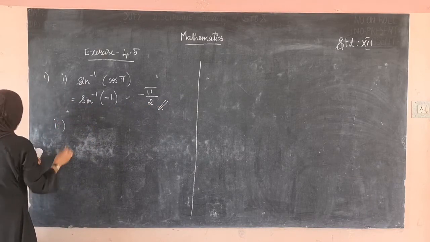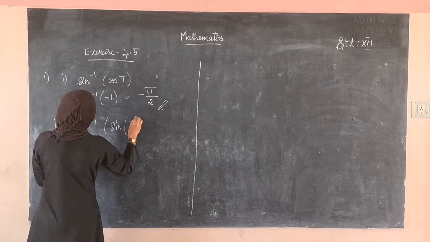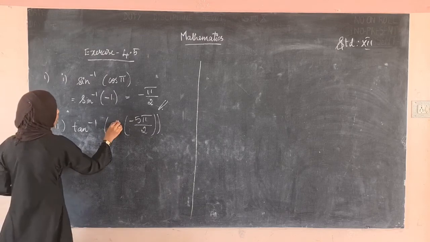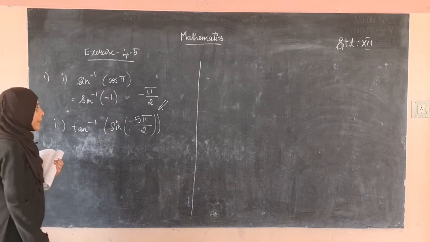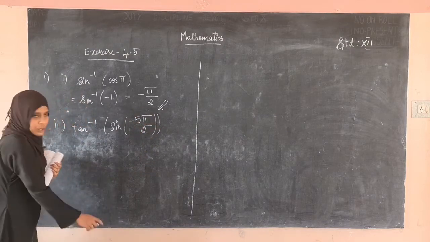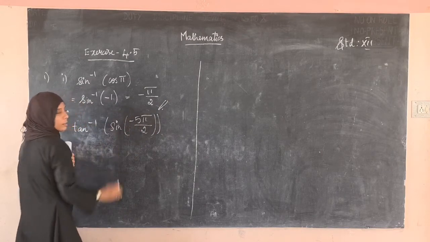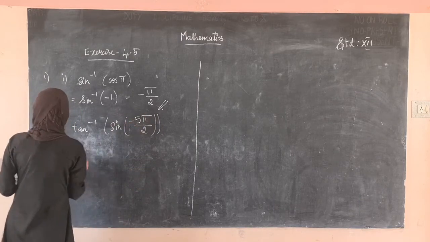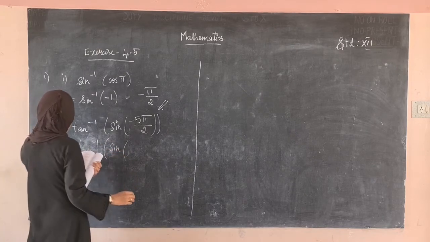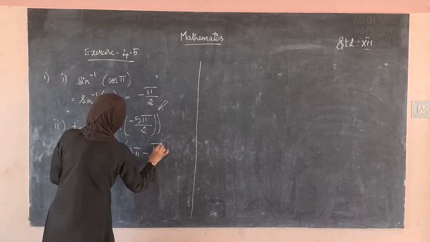See the next subdivision, tan inverse of sine of minus 5 pi divided by 2. Actually this minus 5 pi divided by 2 must belong to the domain of sine function, that is minus pi by 2 comma pi by 2. But since this does not belong to the domain, what are we going to do? We are going to change this. How? Let the tan inverse be as it is, sine as it is, then minus 5 pi by 2 can be written as 3 pi minus pi divided by 2.